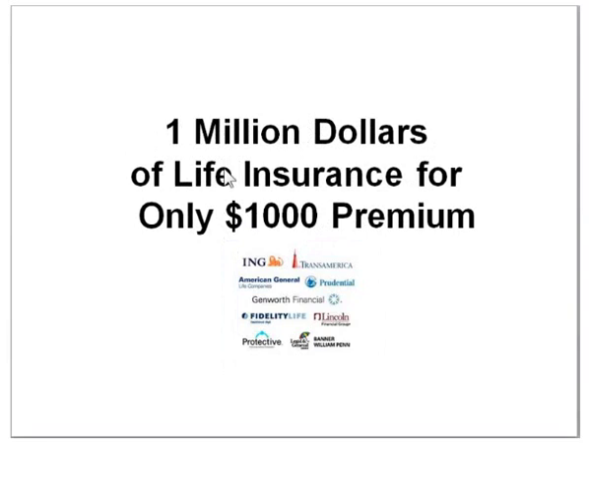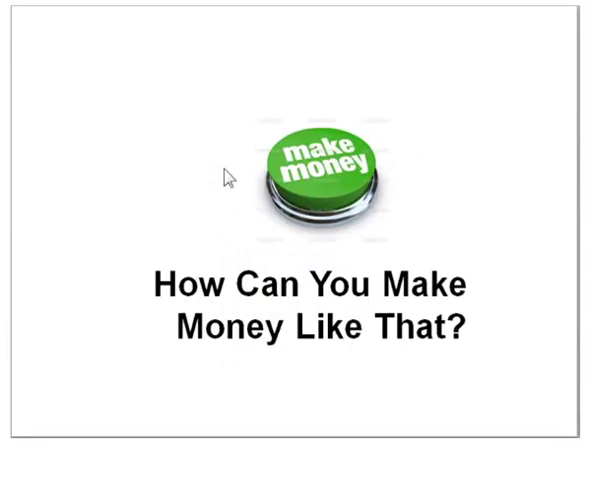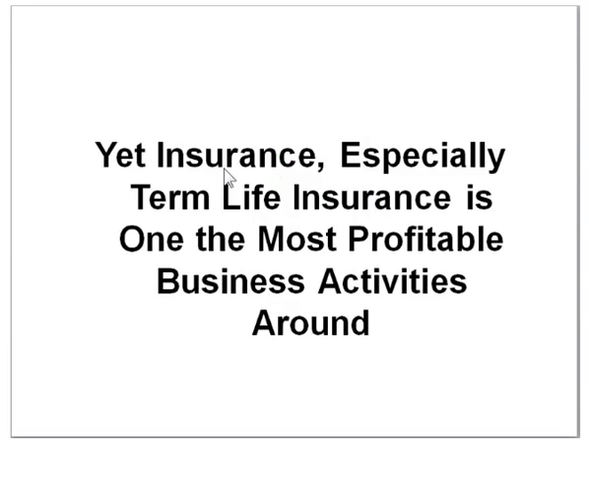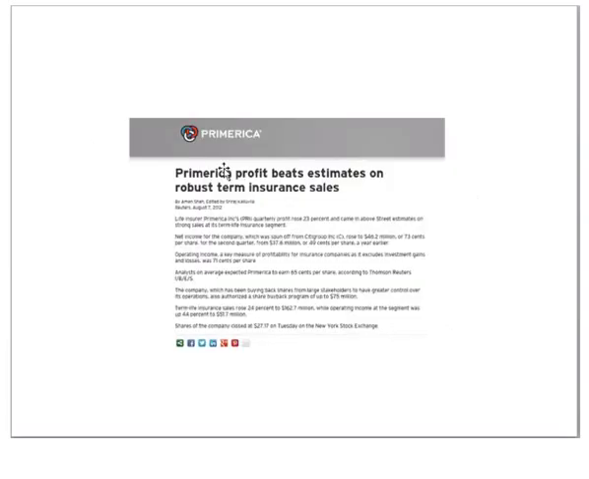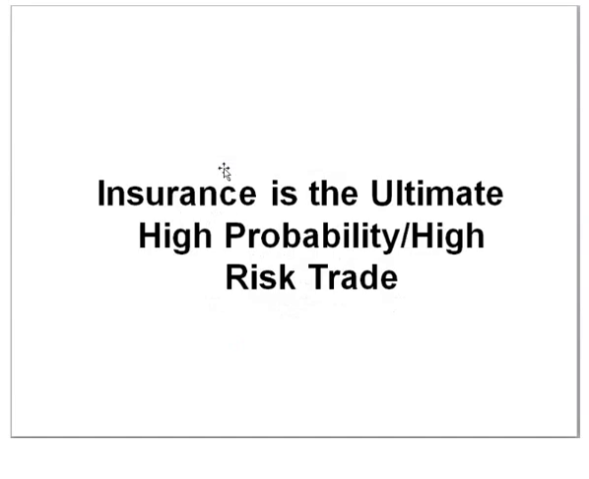And the key question that almost everybody asks is, how can insurance companies make money like that? But the answer is that insurance companies, especially in term life insurance, are the single most profitable business activities around. You can see this in almost every single press release where insurance companies just make money hand over fist. Insurance is the ultimate high probability, high risk trade.